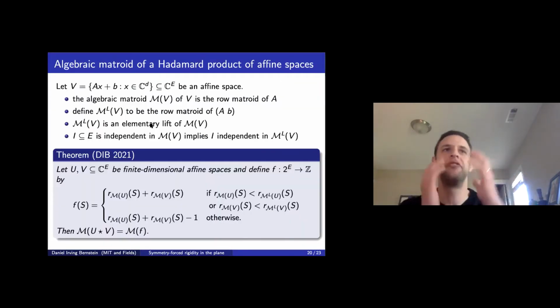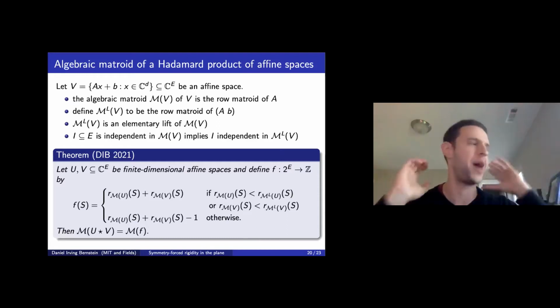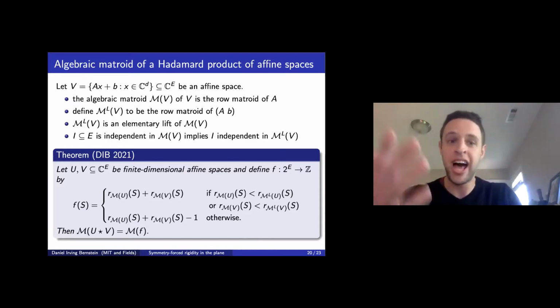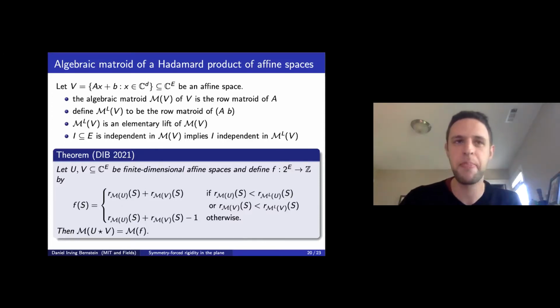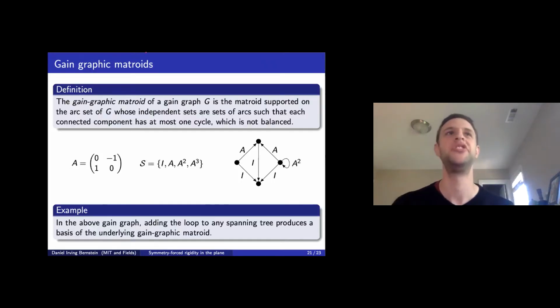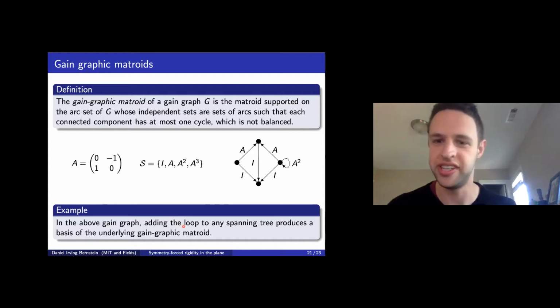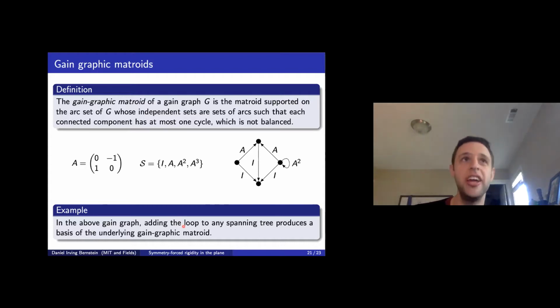Okay, so now that I have this formula for the Hadamard product of two affine spaces, I just need to apply it to this symmetric Cayley-Menger variety. And this winds up interacting nicely with gain graphic matroids, which is maybe familiar to a lot of people in the audience.